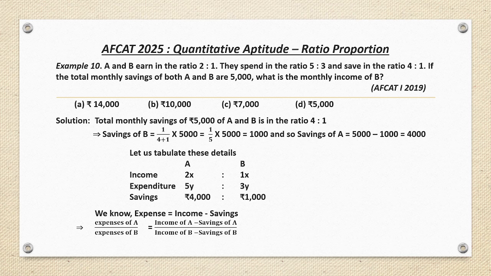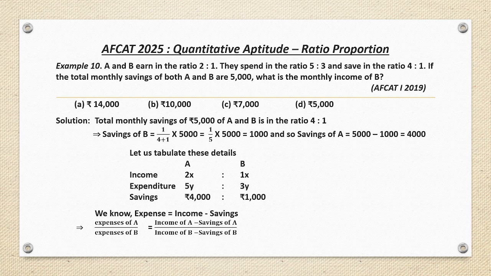Next, let us take up ratio proportion examples. This is also 2019 PYQ. A and B earn in the ratio 2:1. They spend in the ratio 5:3 and save in the ratio 4:1. So all incomes, expenses, and savings are given in ratios.